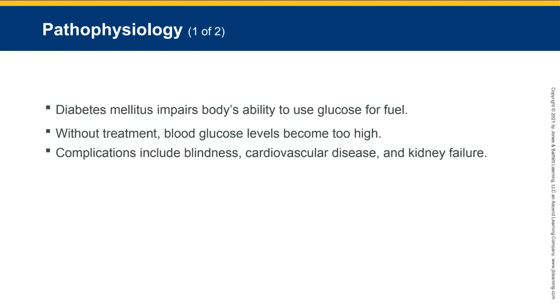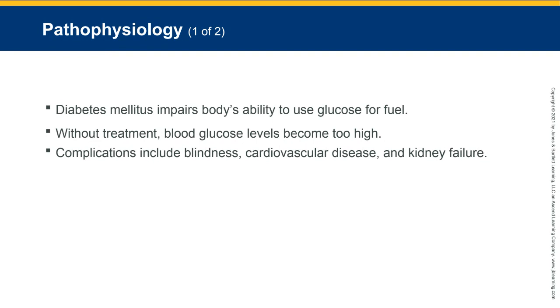Now, let's look at the pathophysiology. Diabetes mellitus impairs the body's ability to use glucose for fuel, and this is the diabetes that we will specifically focus on. There's another one, referred to as diabetes insipidus. It's more due to antidiuretic hormone, not something that you need to be familiar with at this stage. The focus really is going to be on diabetes mellitus.